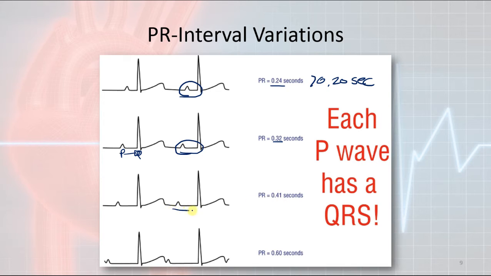Down here, the PR interval is getting wider and wider. This is a 0.41 second, and according to the book, this right here is still considered a sinus rhythm with a first-degree heart block. I don't know if over half a second is possible for a P wave to be held that long in the AV node to cause a QRS complex. According to the book, it's possible.